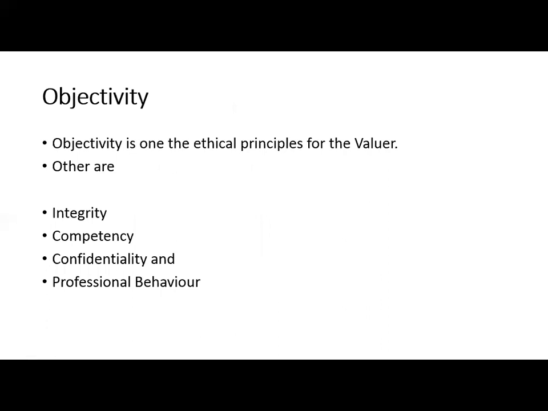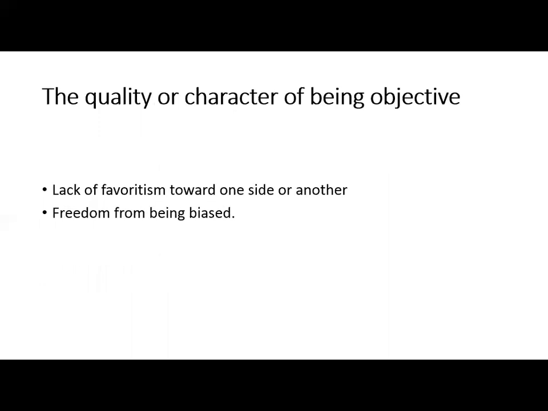So objectivity is one of the ethical principles of the valuer. Others are integrity, competency, confidentiality, and professionalism. So, what are the qualities of being objective? He should be free from biased views, means lack of favoritism towards one side or the other. He should be least bothered about favoritism. He should be independent. He should not be indulged either this way or the other way. And he should maintain the freedom from being biased. So he should be unbiased. It is repeated a number of times everywhere in the code of conduct or principles of ethical behavior, etc.